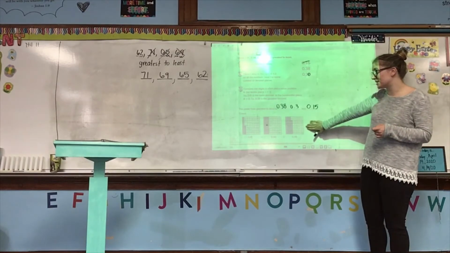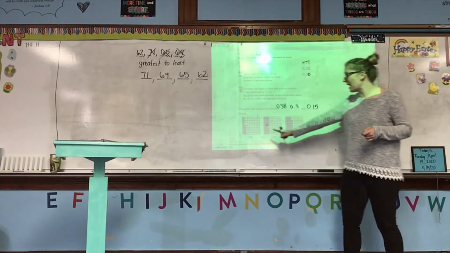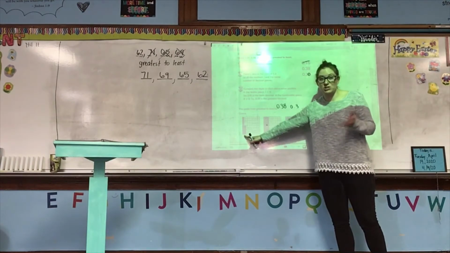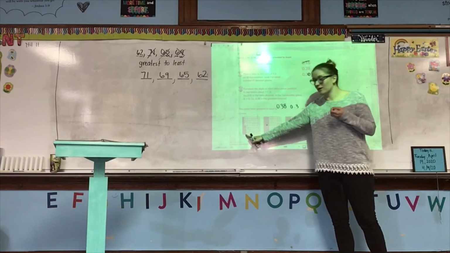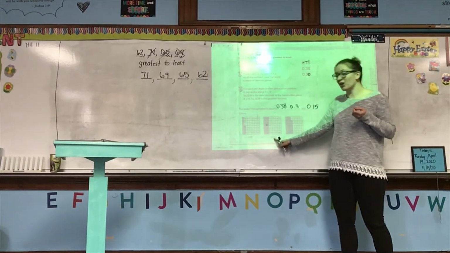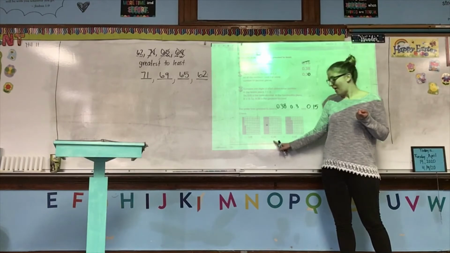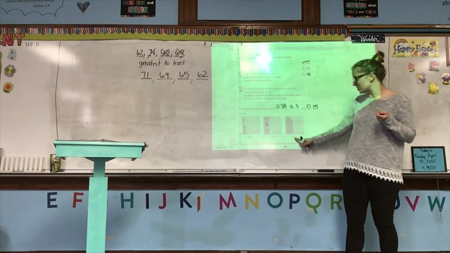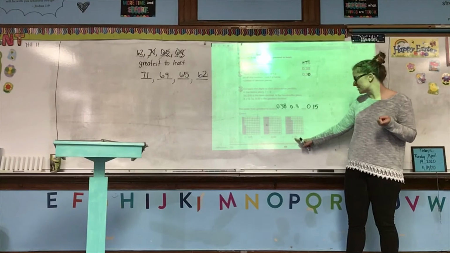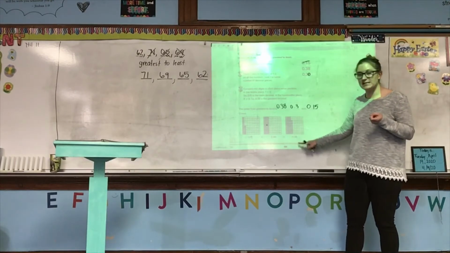Now we can check using models, and we know we're correct because 15 hundredths, which is the same as 15 out of 100, has a smaller amount of shaded area than 30 hundredths, which is the same as 30 out of 100, and 30 hundredths has a smaller shaded area than 38 hundredths, which is the same as 38 out of 100.